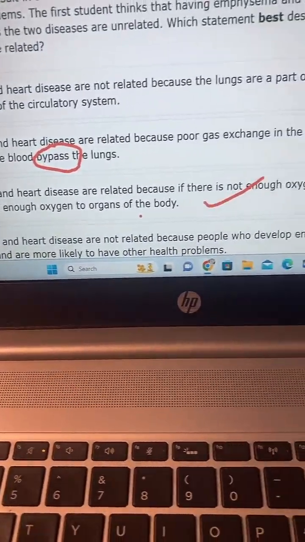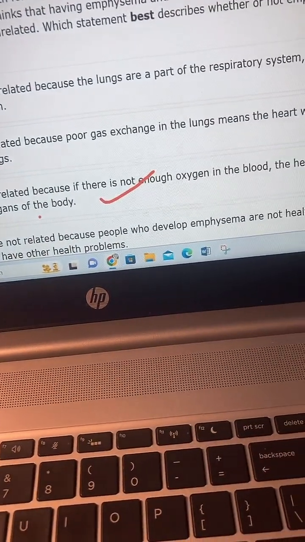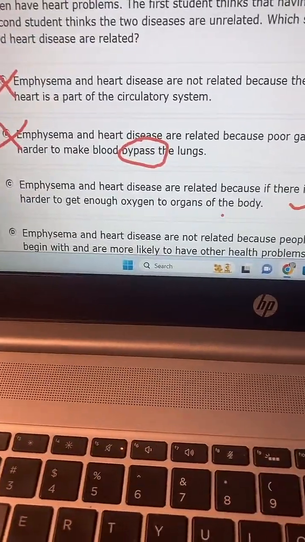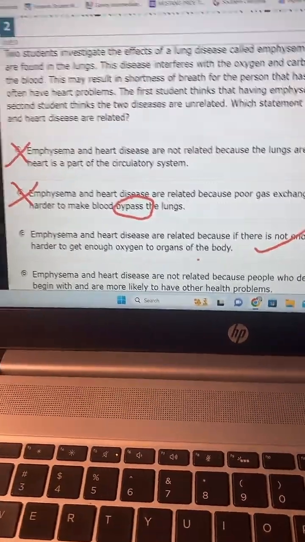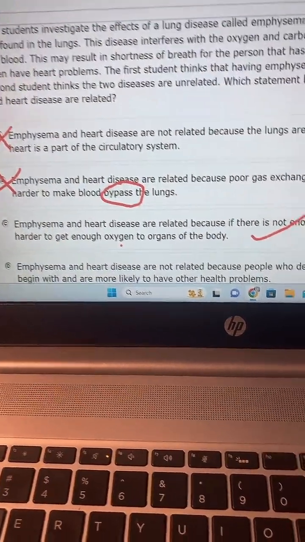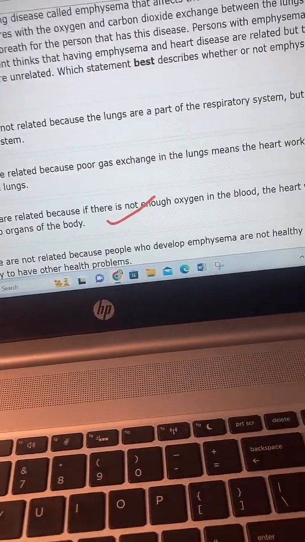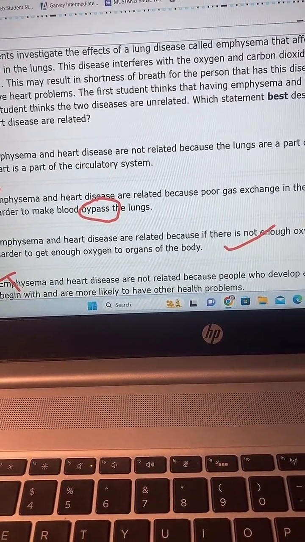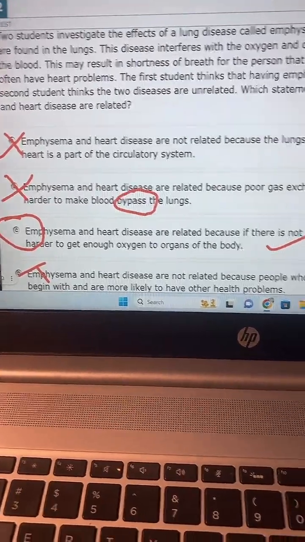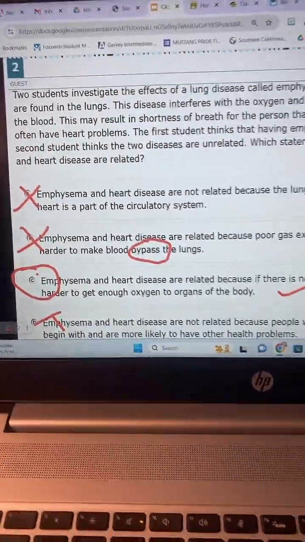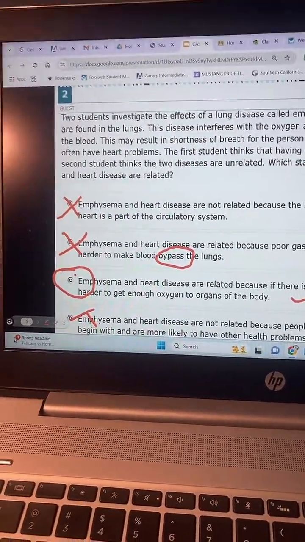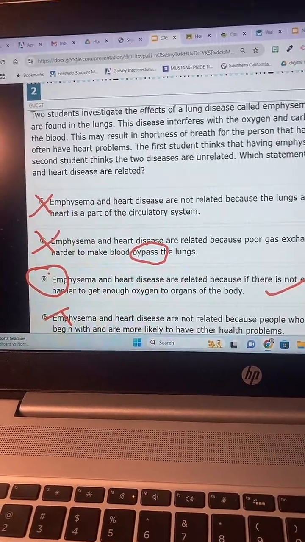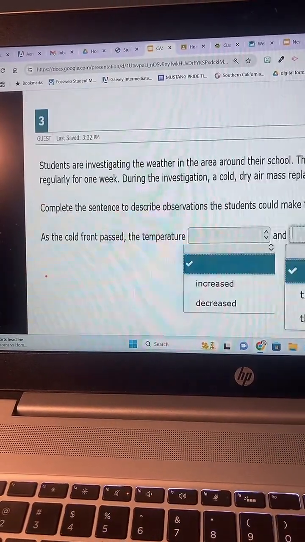Emphysema and heart disease are not related because people who develop emphysema are not healthy to begin with and are more likely to have other health problems. Well, that's true, but the reason you have other health problems is because your other organs aren't working right. So again, we can eliminate this. The correct answer is indeed C. The heart has to work harder, and that means that it basically wears itself out more quickly.